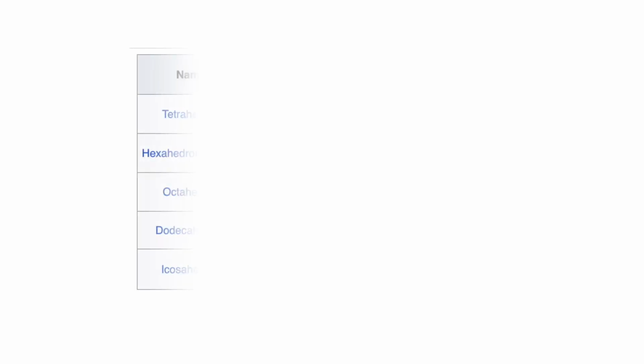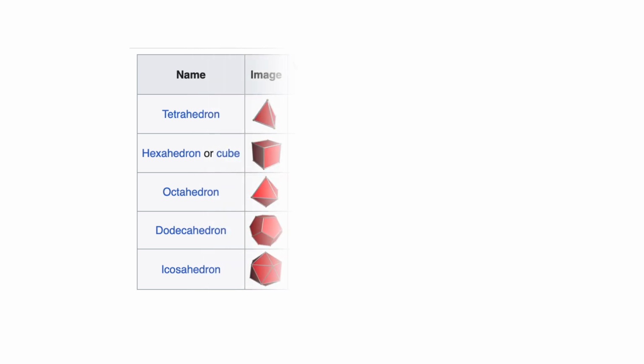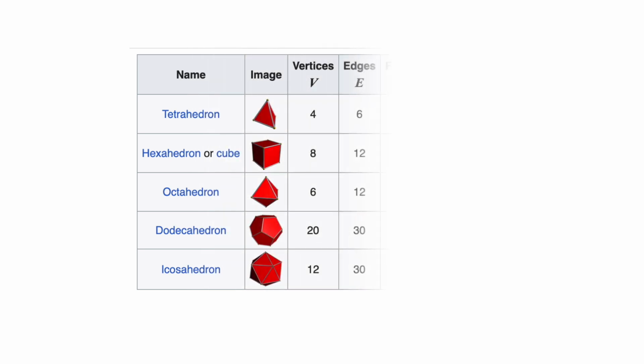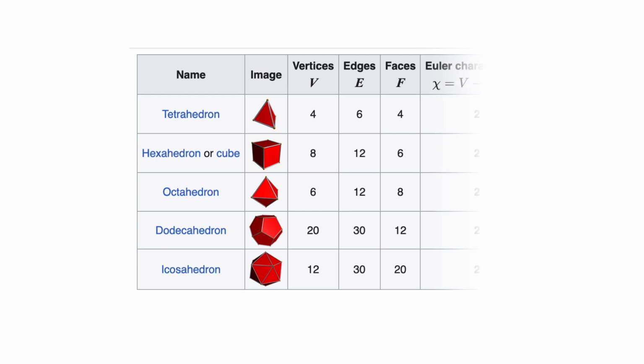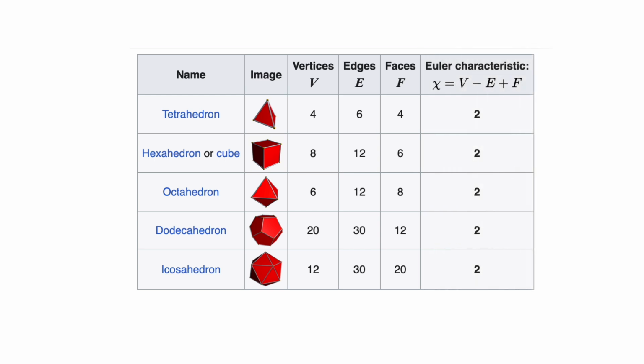Euler's polyhedron formula relates to the Euler characteristic of the sphere and applies universally to spherical polyhedra. Now we give an illustration demonstrating the formula for all Platonic polyhedra, meaning the tetrahedron, hexahedron or cube, octahedron, dodecahedron and icosahedron.